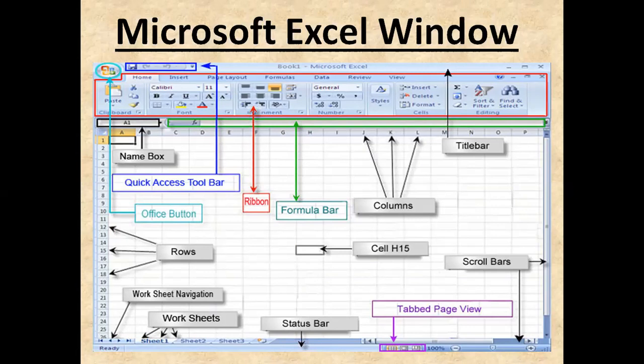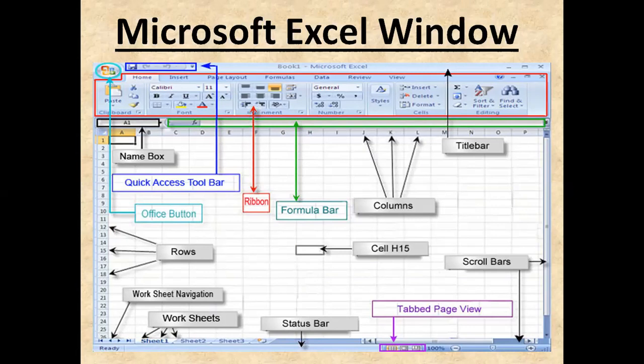For example, a cell has been selected here. That selected cell is our selected cell where the column header letter H is highlighted and the row header number 15 is highlighted. So we can say that this cell belongs to H15. So its address is H15.